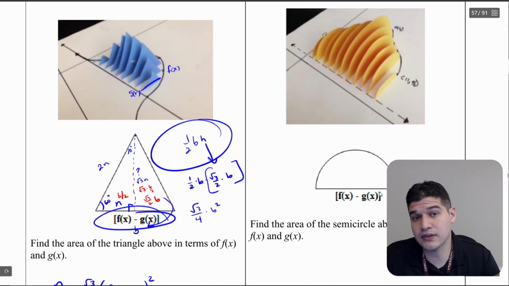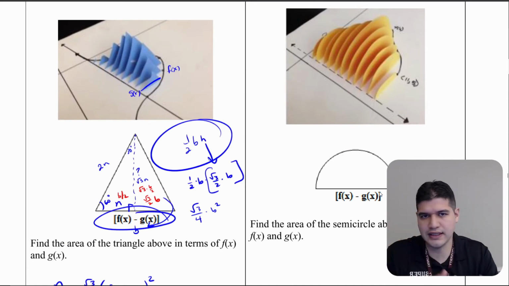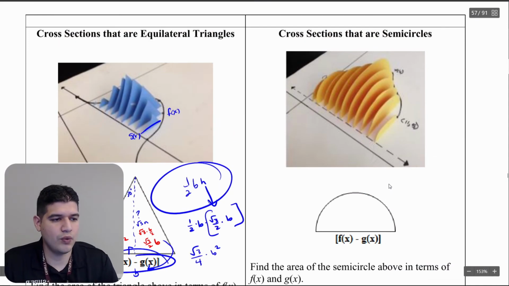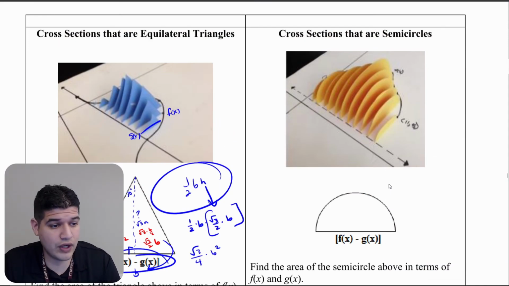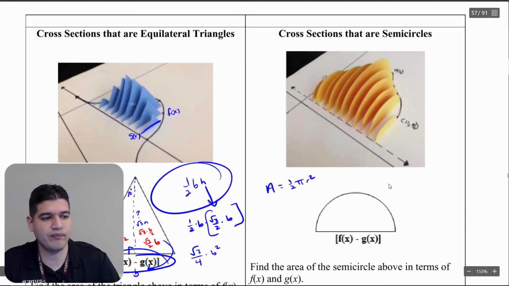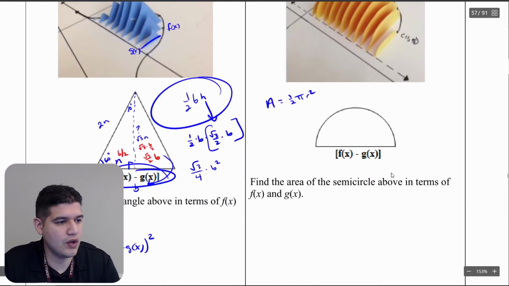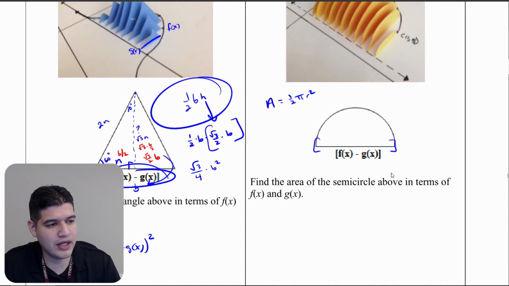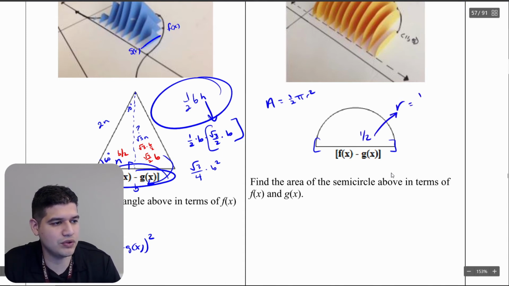So you do need to remember how all these things are related in a 30, 60, 90 triangle. Now looking at these semicircles, we know that the area of a full circle is pi r squared. Since I have a semicircle, that's going to be 1/2 pi r squared. How do we figure out what this r is? What I have right here, f of x minus g of x at the base of that semicircle, is the diameter. So if I want the radius, I want 1/2 of this. The radius is equal to 1/2 f of x minus g of x.